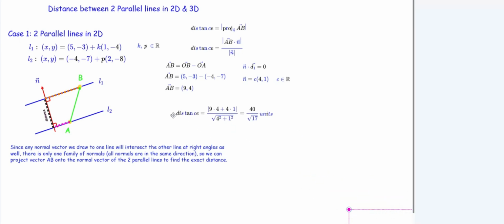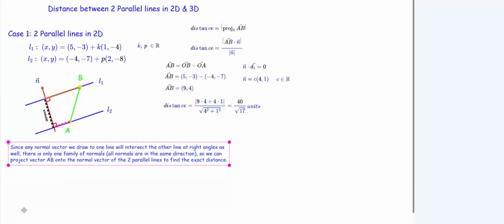Now that we found the vector AB and the normal vector, we are able to find the distance, and the distance will be the absolute value of the dot product divided by the magnitude of the normal. And in that scenario, we're going to get 40 over root 17. You can feel free to rationalize the denominator, so it'll be 40 root 17 over 17 units. Now, that would be the case 1, two parallel lines in 2D.